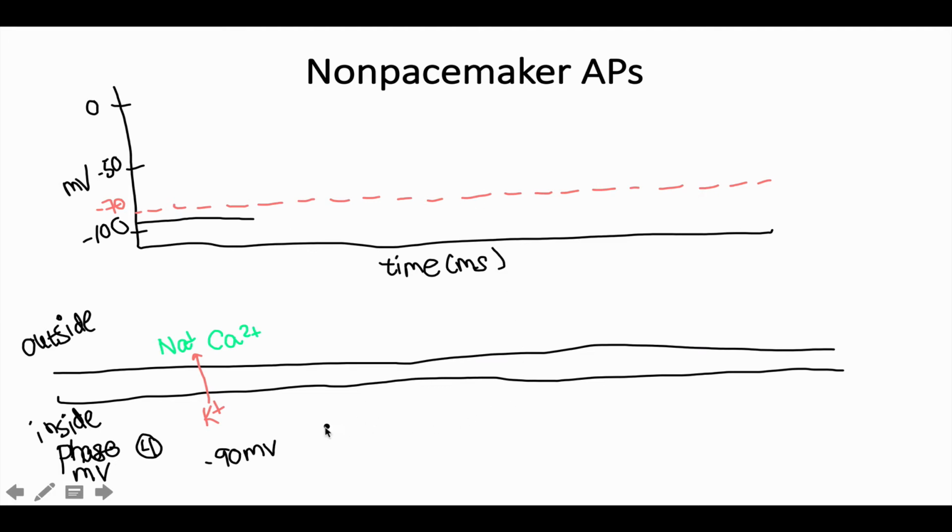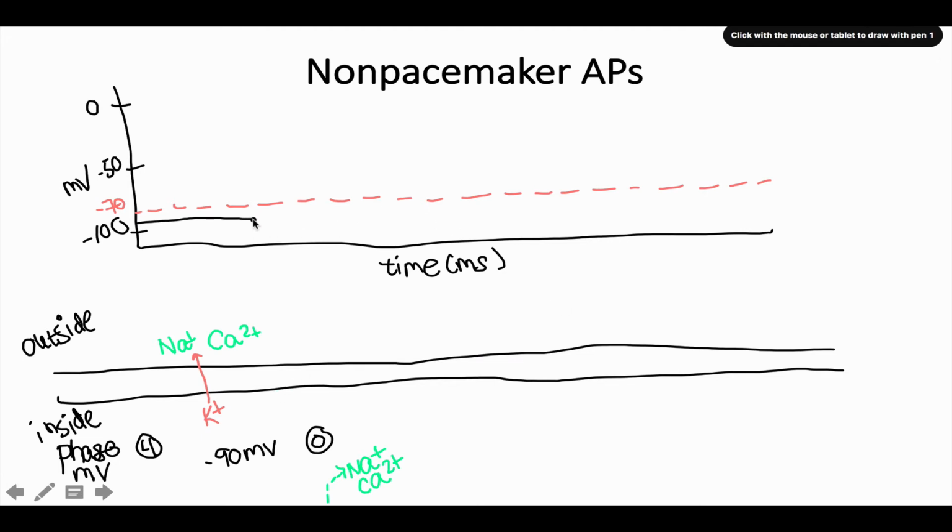Okay, so we can move on to phase 0. Recall that these cells are all connected by gap junctions. From a neighboring cell, usually some positive charge flows over, sodium, calcium, so this comes over from a neighboring cell, and it flows freely into our cell here. You can imagine if more positive charge is coming in, this negative 90 is going to become more and more positive, or another way to say it is it's going to become less negative. So let's say it becomes less negative to about negative 70 millivolts.